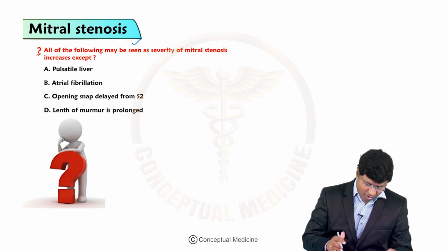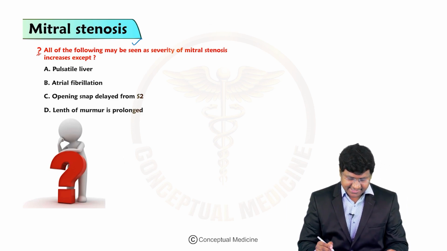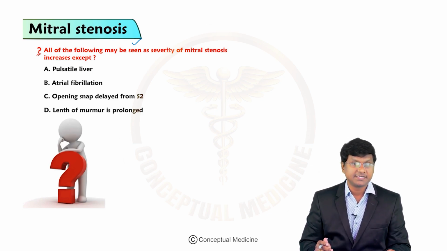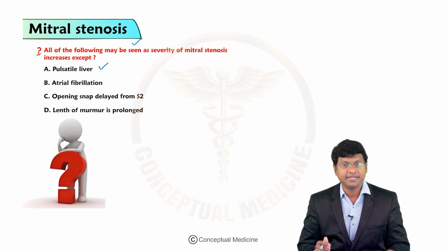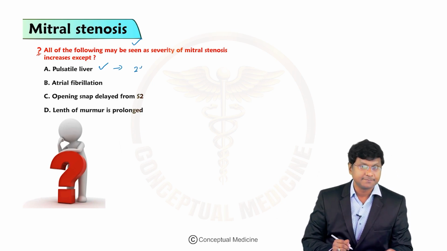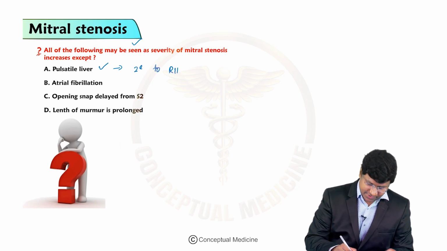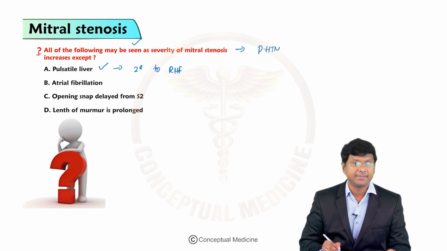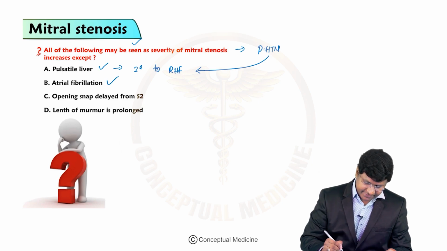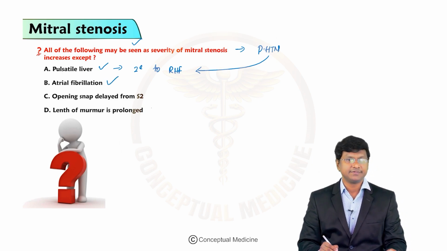Next. All of the following may be seen as severity of the mitral stenosis increases except: pulsatile liver, atrial fibrillation, opening snap delayed from S2, length of the murmur is prolonged. So, pulsatile liver will be there in severe mitral stenosis, and that is secondary to right heart failure. In patients with mitral stenosis, they develop pulmonary hypertension, and because of pulmonary hypertension, they can develop right heart failure, wherein they can develop pulsatile liver, right?